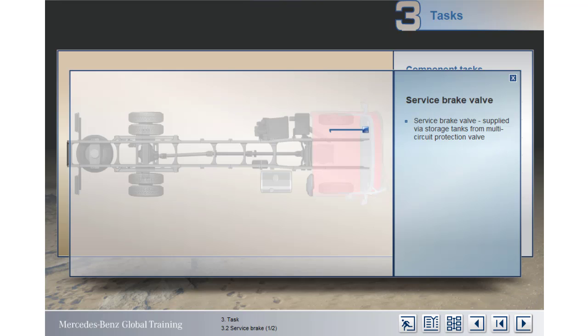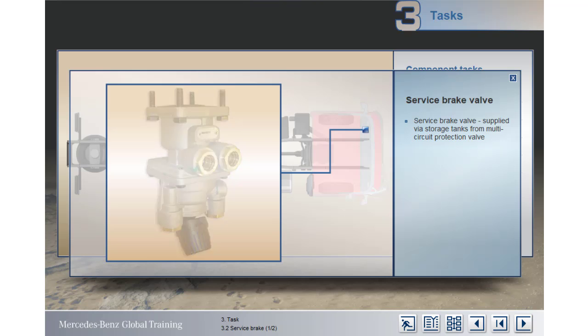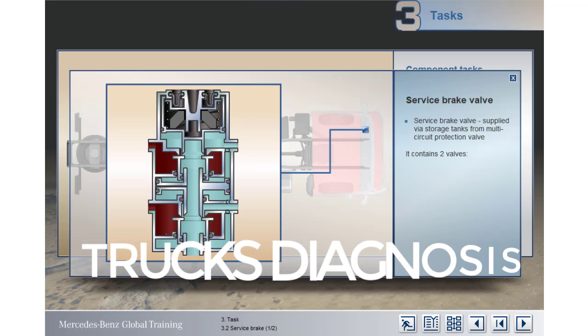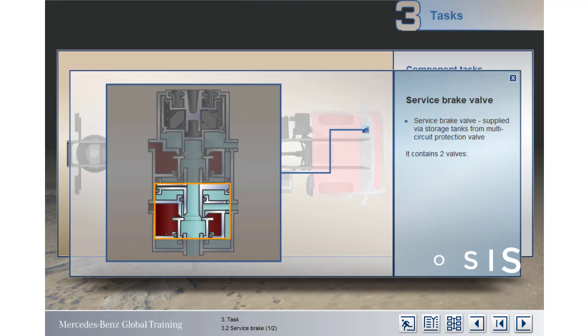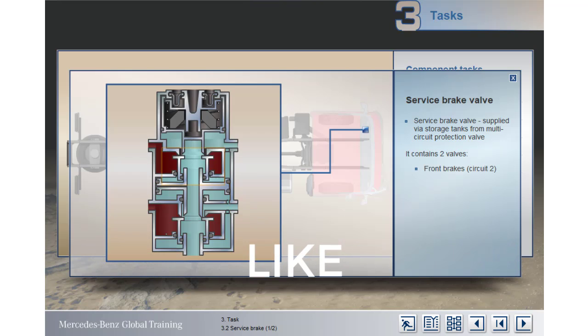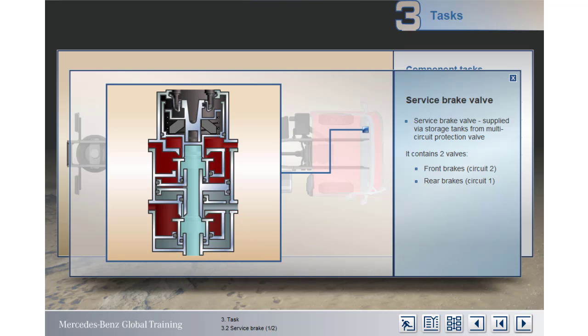The service brake valve receives air pressure from the multi-circuit protection valve via the air tanks. The service valve contains two valves, one for the front brake circuit and the other for the rear brake circuit. Consequently, when the service brake pedal is pressed, air is directed progressively to both circuits.